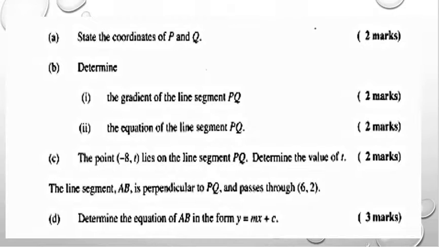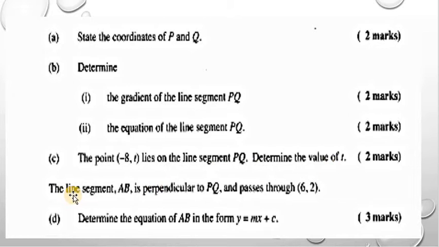The questions on this are: part A, state the coordinates of P and Q. Part B, determine the gradient of the line segment PQ. Part 2, the equation of the line segment PQ. So we have to determine the equation of the line segment PQ. And part C, the point (-8, t) lies on the line segment PQ. Determine the value of t.